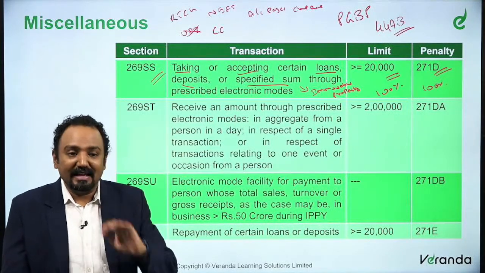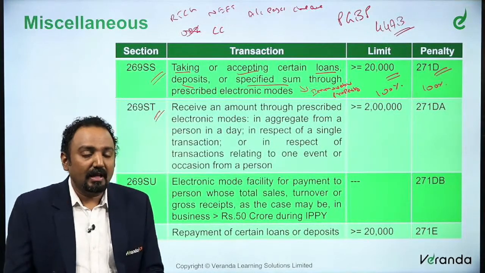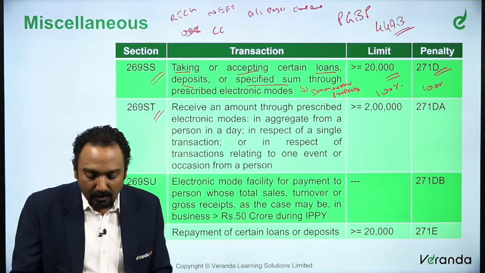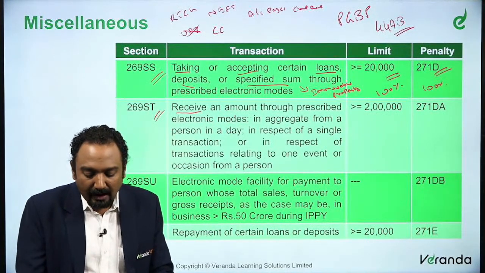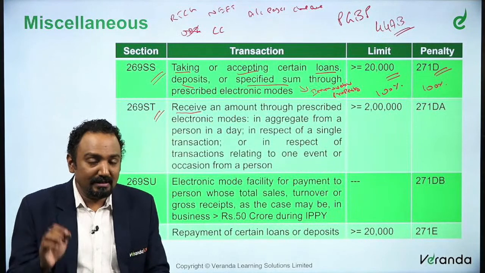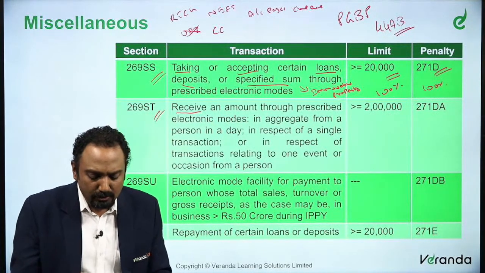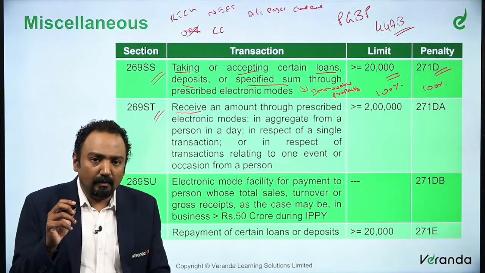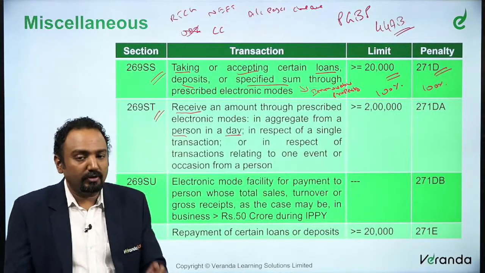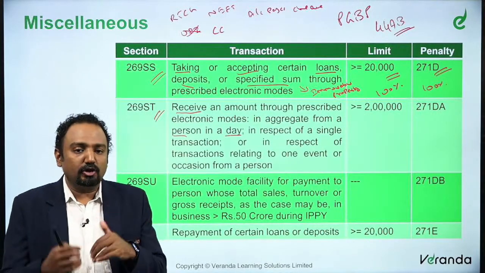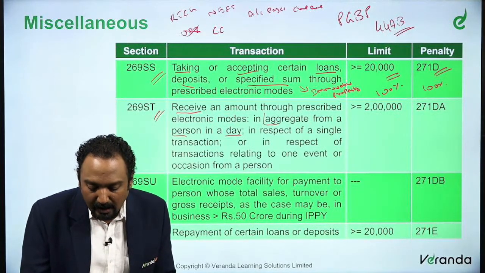So, that is 269SS. Then you have 269ST, the next section. Here it is about receiving. So, what they say is, whenever there is a receipt, an amount through it must only be through the prescribed modes, that is your credit card, debit card, net banking, only through those prescribed modes. On what circumstances? From a person in a day. It could be multiple times from the same person. So, the word they used is aggregate.